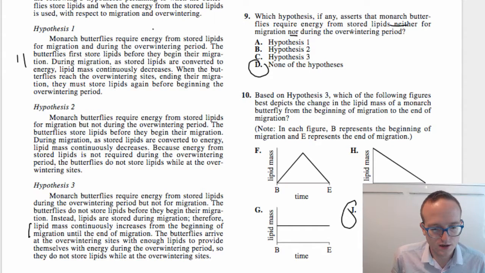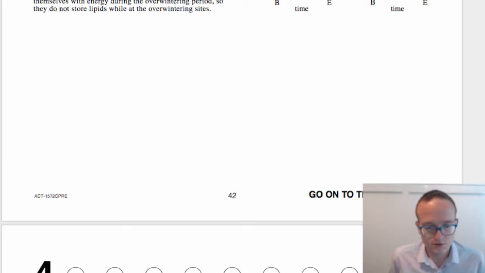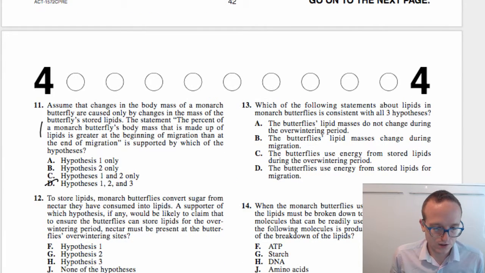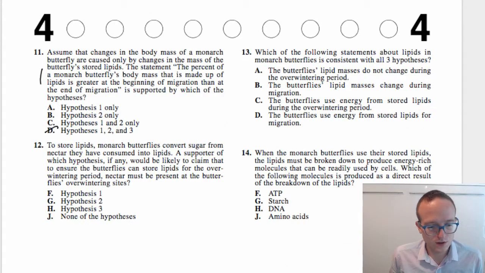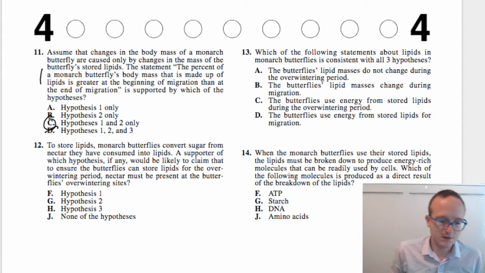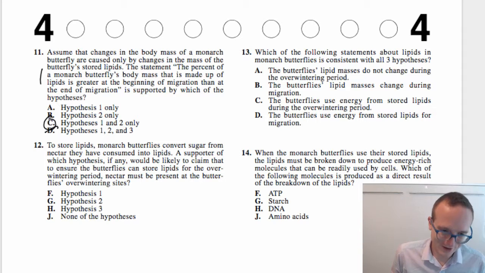Okay, so hypothesis 1, you would have a decrease in lipid mass. The butterflies store lipids before they begin their migration. During migration, as stored lipids are converted to energy, lipid mass continually decreases. Okay, so both hypothesis 1 and 2 would support a decrease in body mass made of lipids during migration.